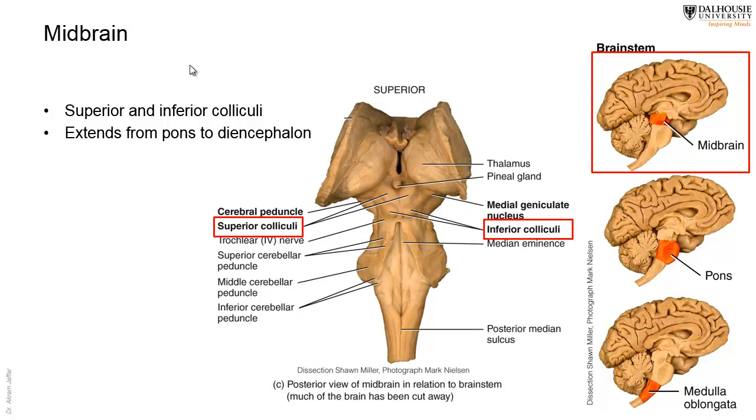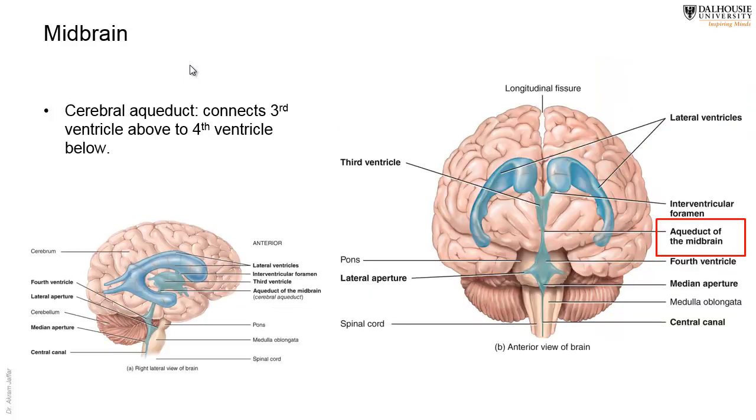And you can see that posteriorly there are four circular bodies which are called the colliculi. So we have superior colliculi and inferior colliculi. We're going to talk about them later on. The superior colliculi are concerned with visual reflexes, and the inferior colliculi are concerned with auditory reflexes. This is if we look at the midbrain from behind.